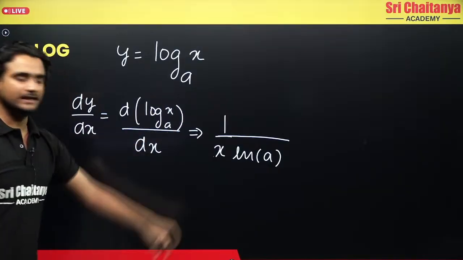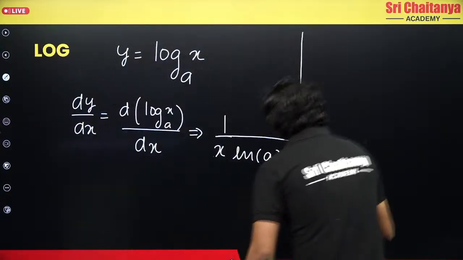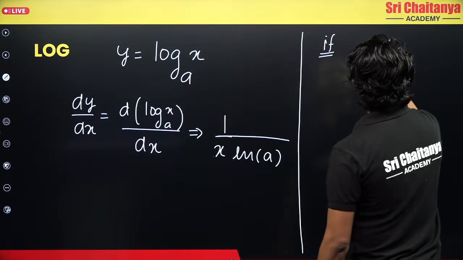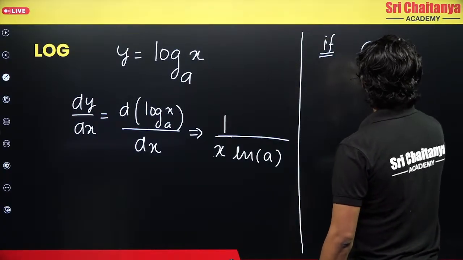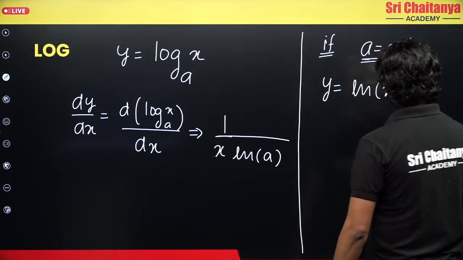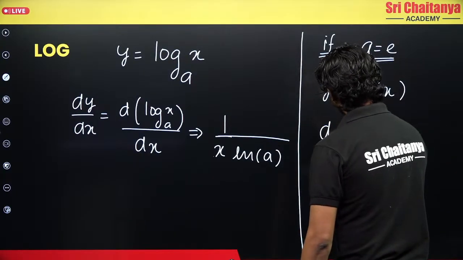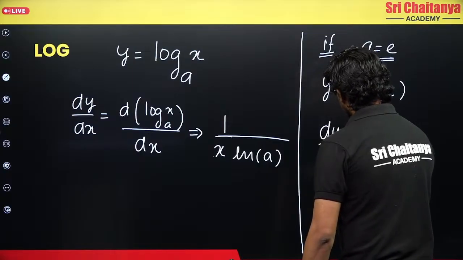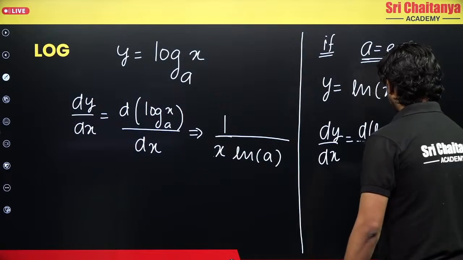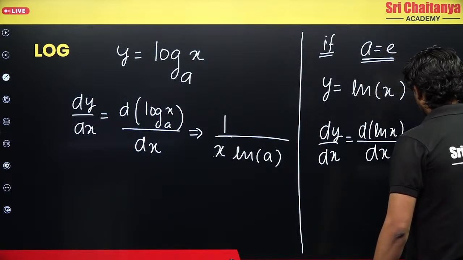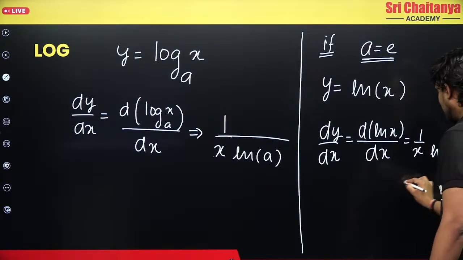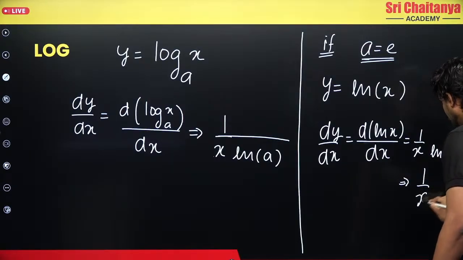Okay, 1 by x ln a. Now, if here also a is equal to e, then what will this function become? y equals ln x, no? Right? Then my differentiation dy by dx is equal to differentiation of ln x with respect to x, which will become 1 by x, right? And ln e, what is ln e again? ln e is equal to 1, so this will become 1 by x.